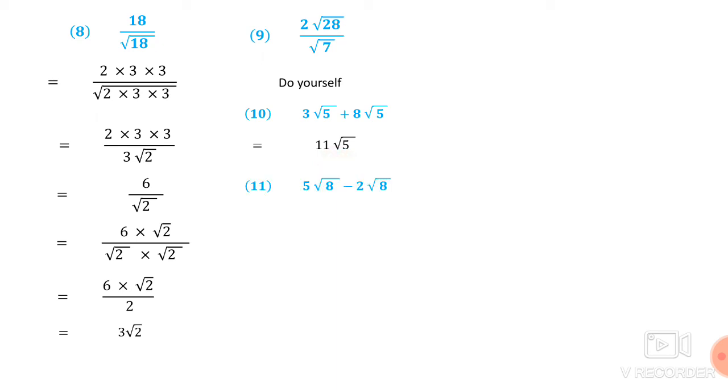Part 11 is in the same way as part 10. We have to subtract square root 8 from square root 8. Both the radicals are same. So 5 minus 2 will be 3. 3 square root 8. This is the answer. In the same way, we will do part 12.